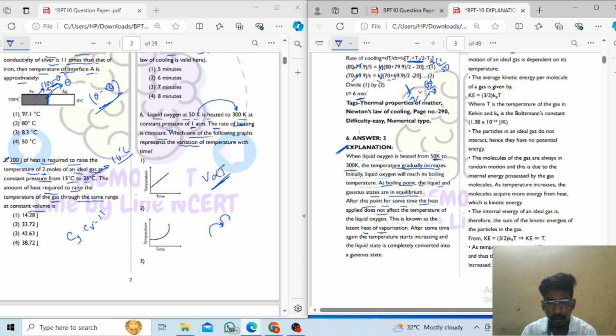So in this case, you will see the liquid state is directly converting to the gaseous state. Therefore this portion is not there, only this portion is there. That means the temperature is first rising, then at the point of latent heat of vaporization it stays constant, and after that it keeps on increasing with respect to time. So you can say graph number 3 is the correct one.